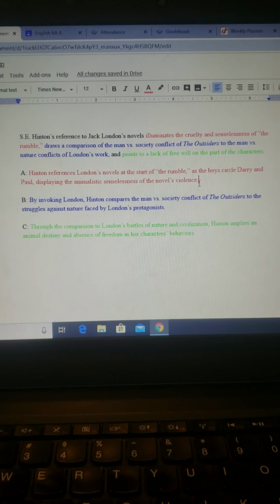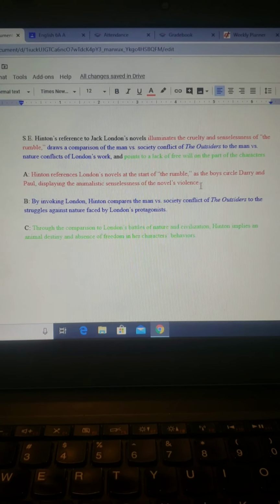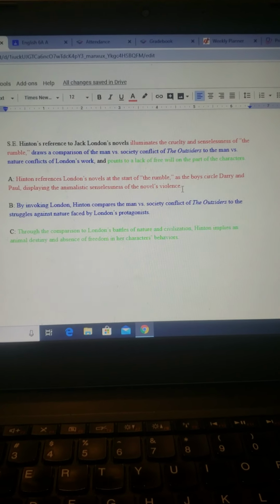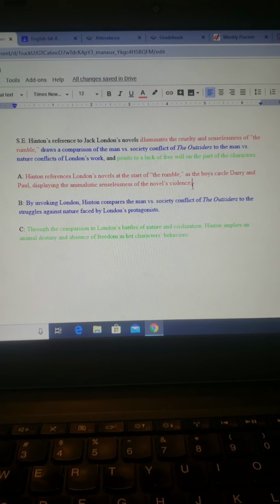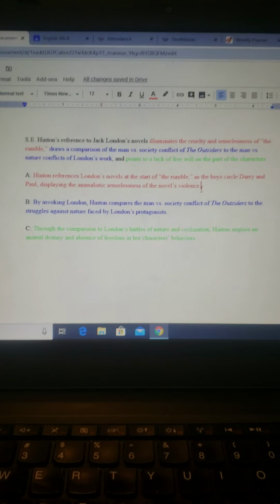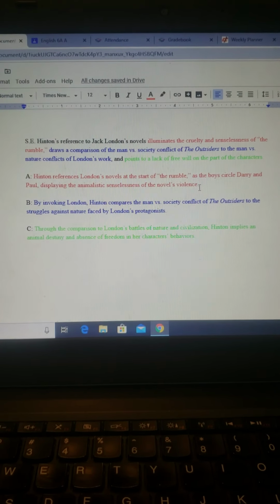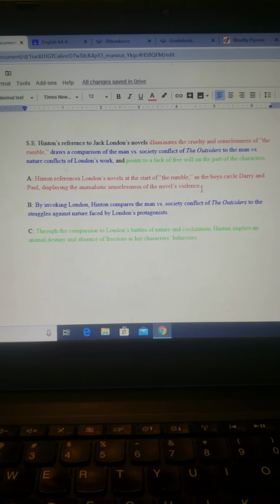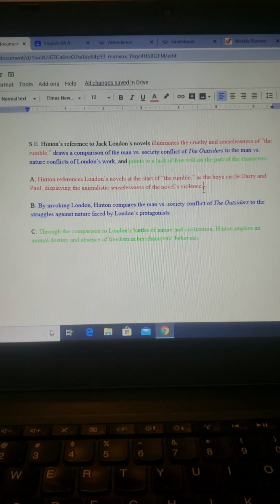But I start with the cruelty and senselessness. By the time I get down here, it's displaying the animalistic senselessness of the novel's violence. So I'm expanding that a little bit to talk about the novel's violence as a whole, which I do think she's inferring. And I'm saying that there's an animalistic senselessness. Again, going back to London's work, that connects it to it.